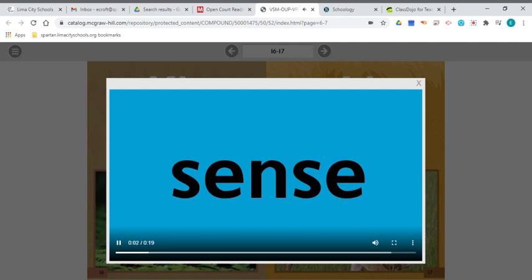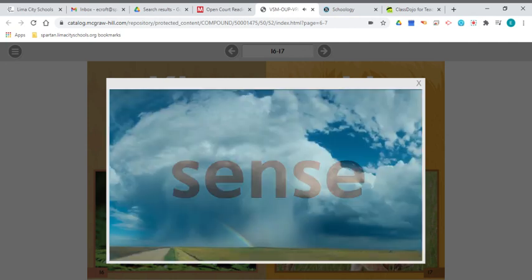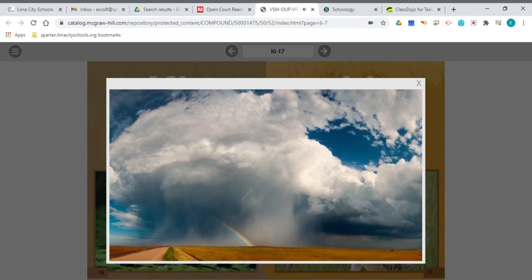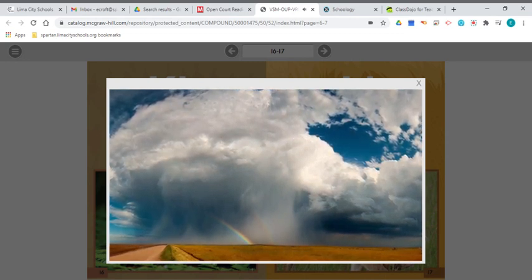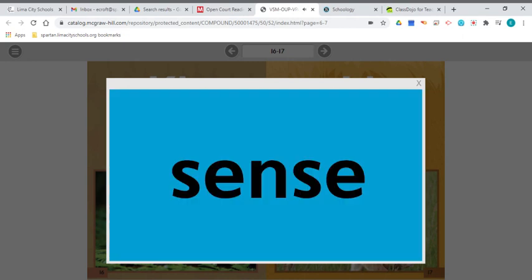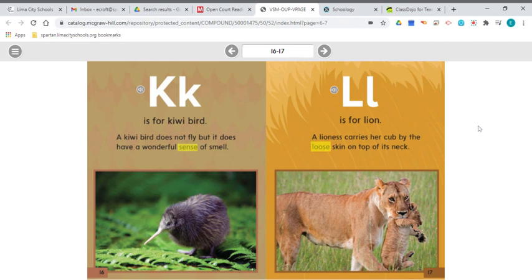Sense. The ability of an animal or person to know about what is around it. I can sense that rain is coming. I smell it in the air. I see the dark clouds. All right, so it's the ability of an animal or a person to know what's around it. It has a good sense of smell.